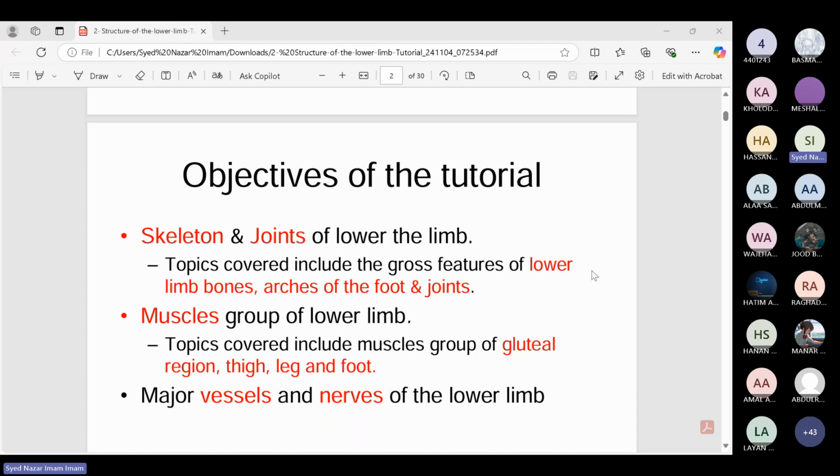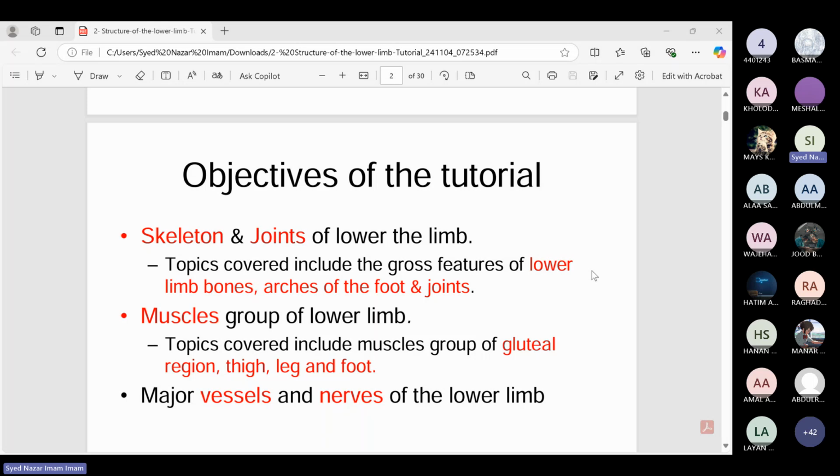Out of these three objectives, the major objective is the muscle groups of the lower limb. Why am I saying so? Because what are the things you need to know in a muscle? The first is their origin and insertion. For that, you have to know about the bones. So say you just read the muscles of the lower limb, there is just one objective, and that is the muscle groups of the lower limb. What are the things you need to know about that particular muscle? Their origin and insertion. For that, you have to know about the bones.